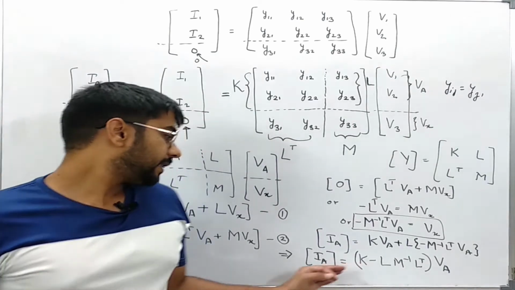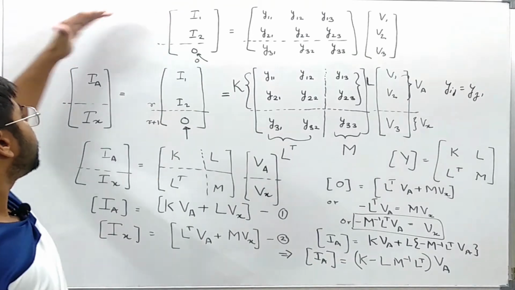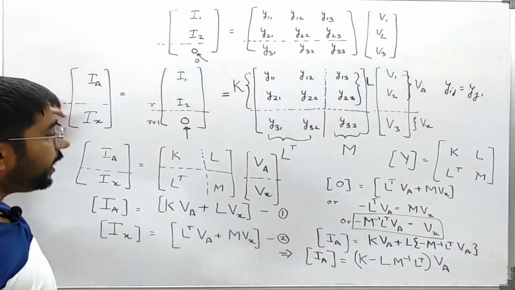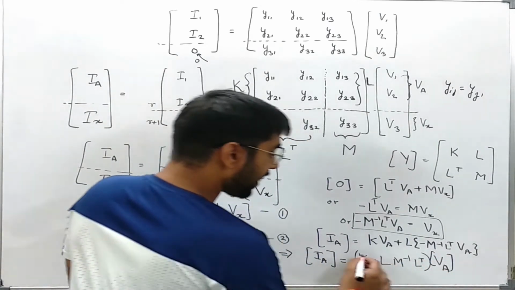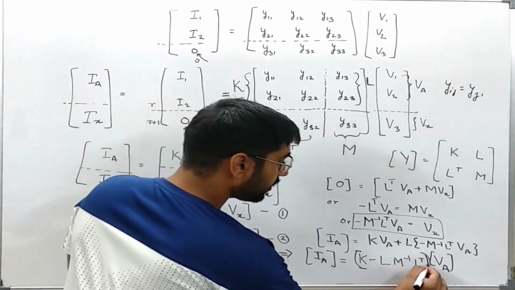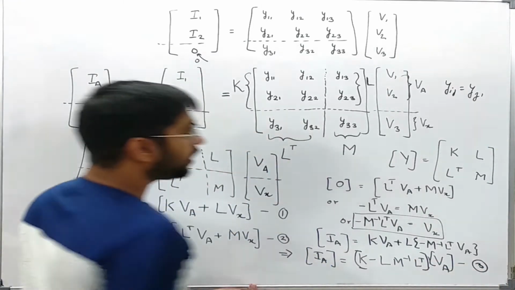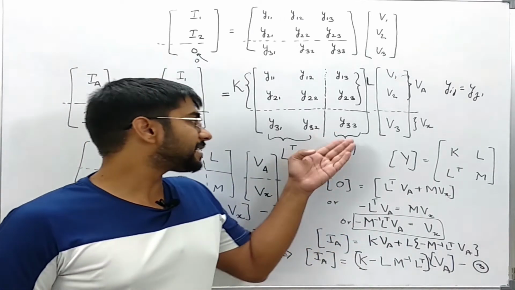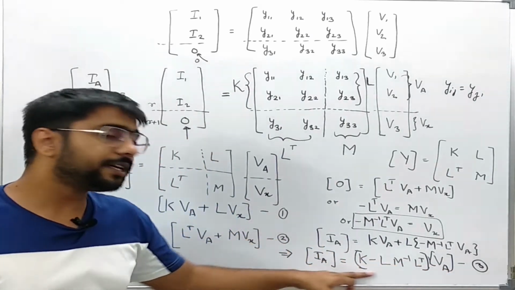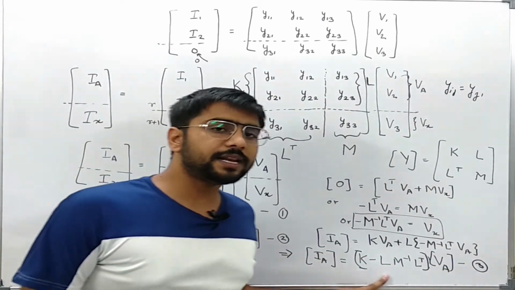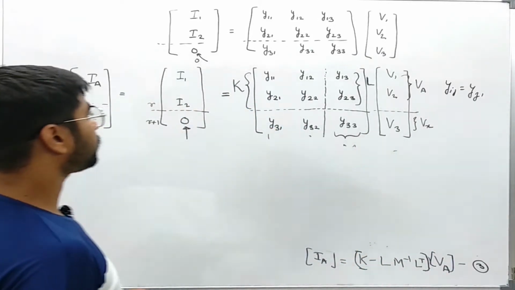So you see that now I have reduced a matrix equation having IA and IX into just IA is equal to K minus L M inverse L transpose VA. Let us say it is equation number 3. Now for our example which we have taken here, this equation is very simple, and we will see it in the next slide. Now let us use this equation in our example.